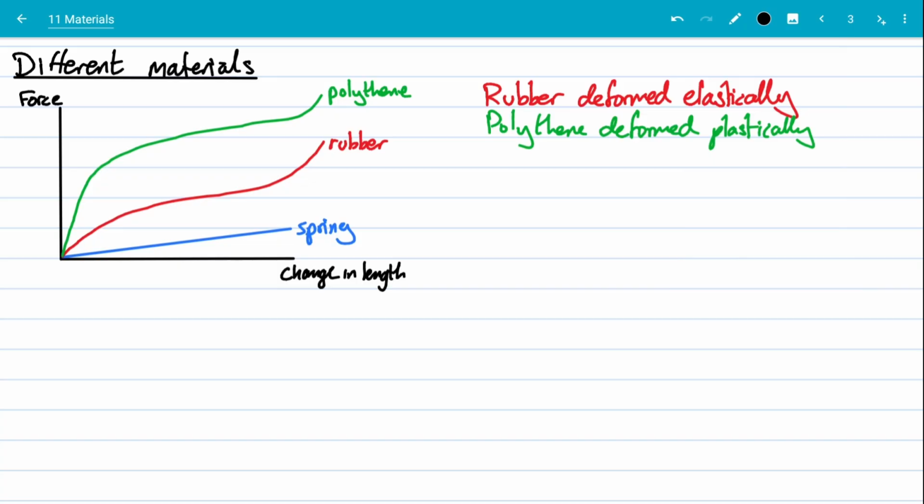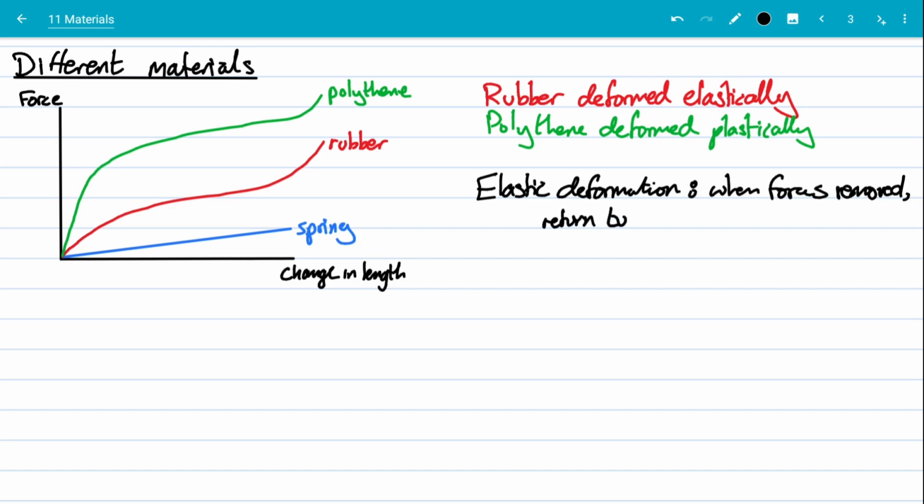Well, elastic deformation means that when forces are removed, it will return to original shape. Whereas the plastic deformation is it won't. So with plastic deformation, we have permanent deformation.